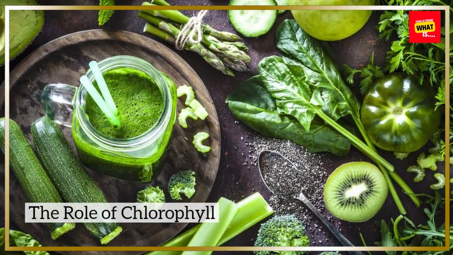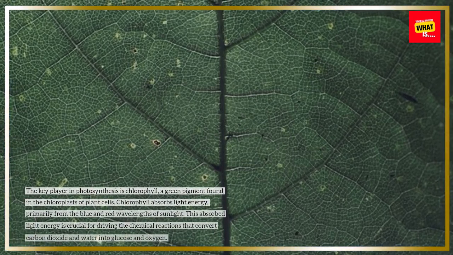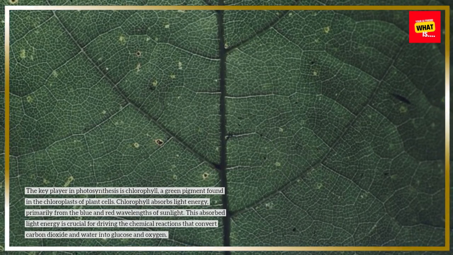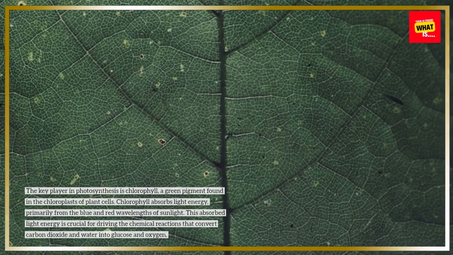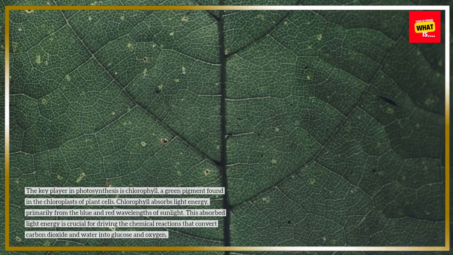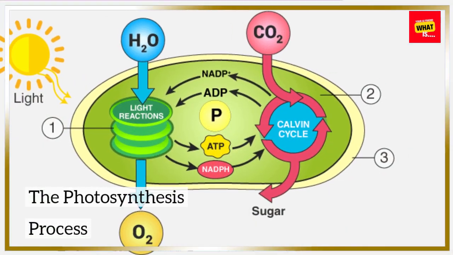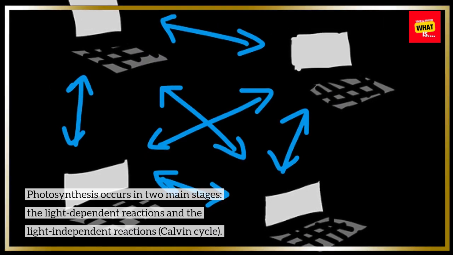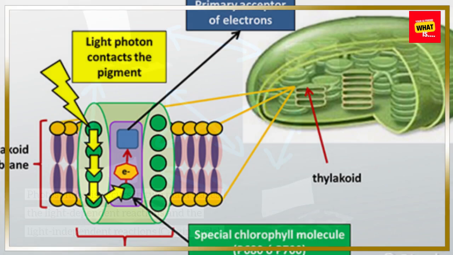The role of chlorophyll. The key player in photosynthesis is chlorophyll, a green pigment found in the chloroplasts of plant cells. Chlorophyll absorbs light energy, primarily from the blue and red wavelengths of sunlight. This absorbed light energy is crucial for driving the chemical reactions that convert carbon dioxide and water into glucose and oxygen. The photosynthesis process. Photosynthesis occurs in two main stages: the light-dependent reactions and the light-independent reactions, the Calvin cycle.